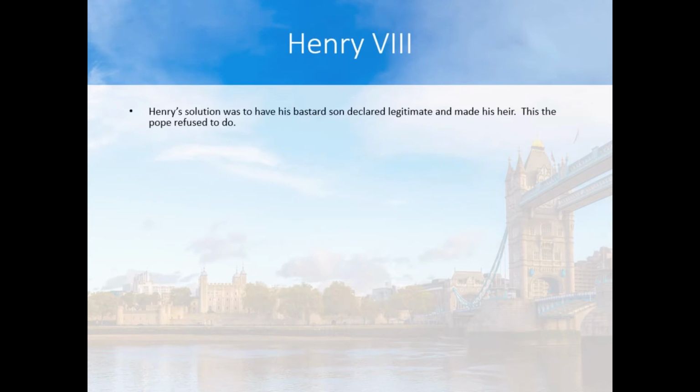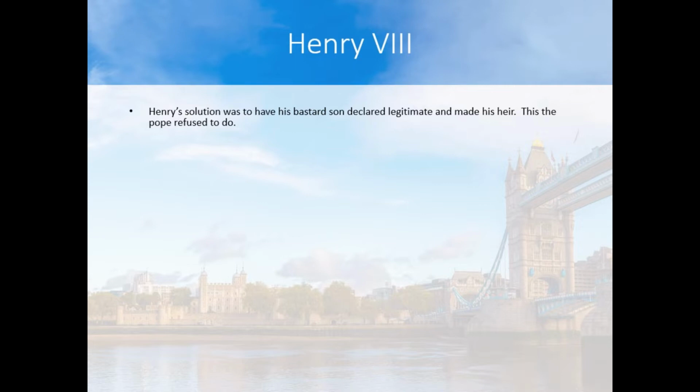And there were some different solutions proposed for this. First of all, Henry's solution was to have his bastard son declared legitimate and made his heir. So he had had a son outside of wedlock who was not legitimate. And he just said, well, I've already got a male son. We don't even have to worry about getting one. We'll just let him be the heir. Well, the Pope had to go along with that.